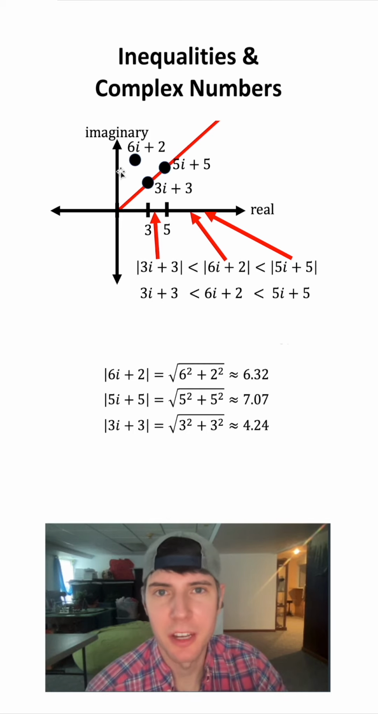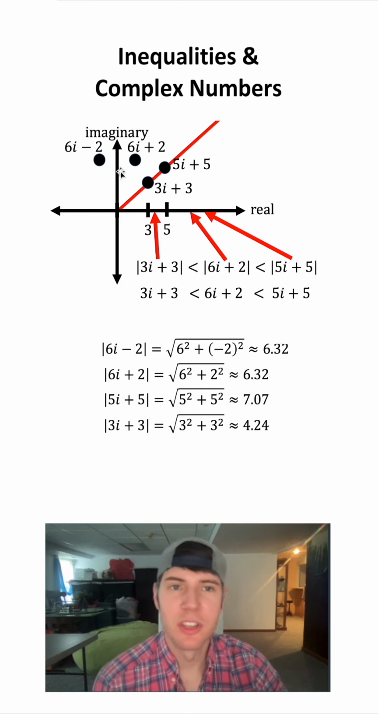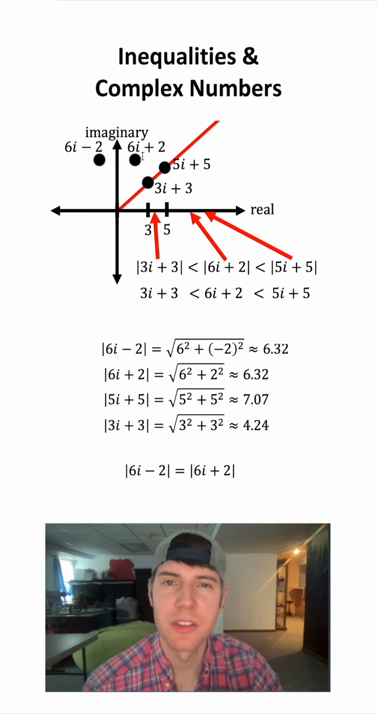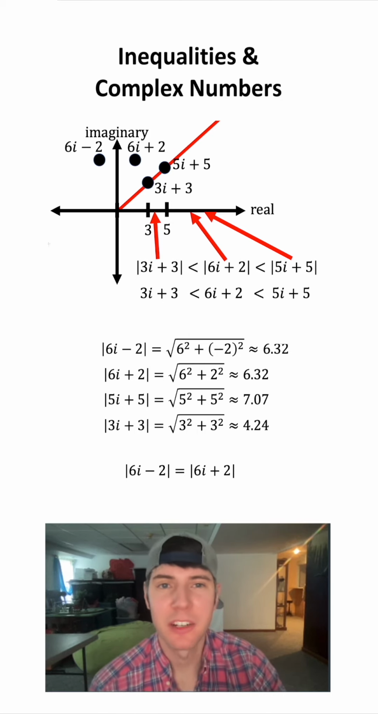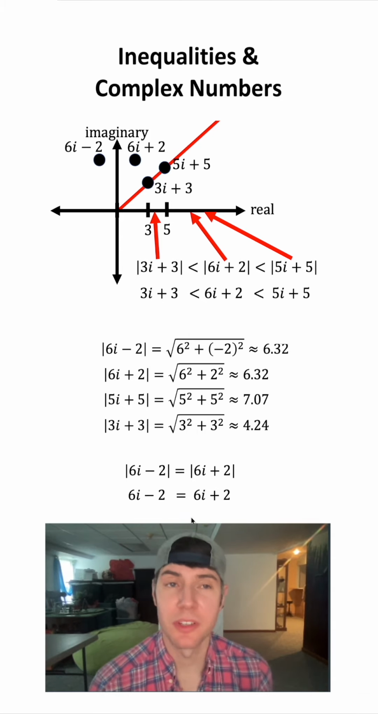Here's another way we can think about this. Let's look at 6i minus 2, and let's find its magnitude. Using the same method as before, we get approximately 6.32. These 2 points are the same distance from 0. Their magnitude is the same, so this would be equal. If we use the same magnitude logic to order stuff, we would then have to say that 6i minus 2 is equal to 6i plus 2.